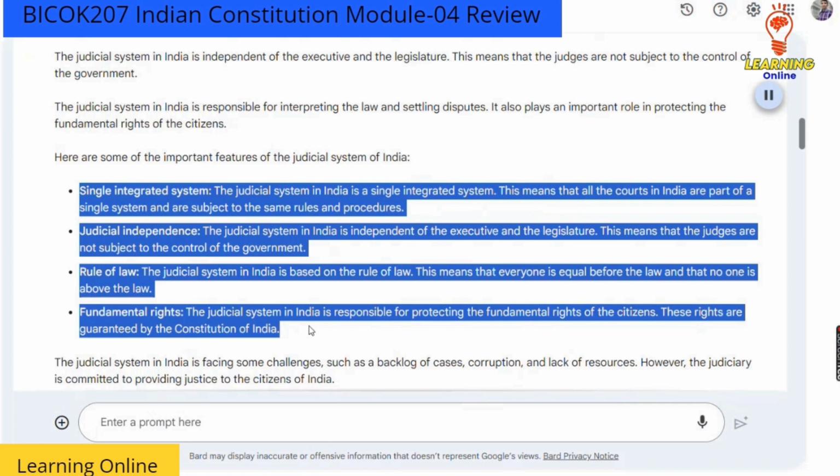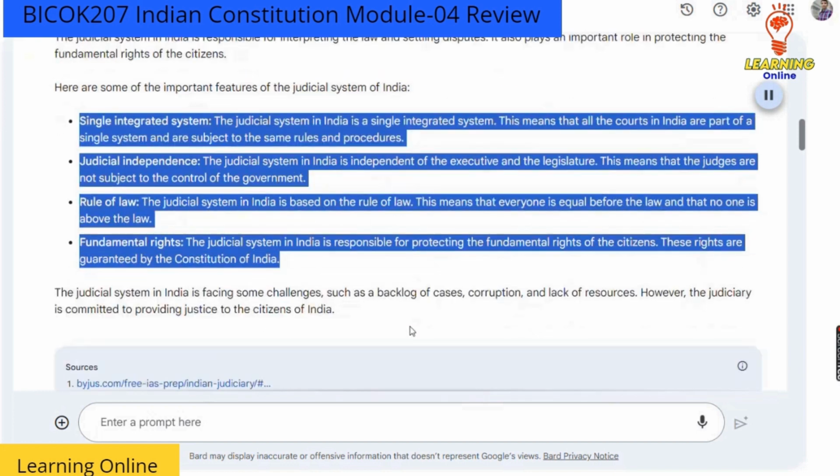Rule of law. The judicial system in India is based on the rule of law. This means that everyone is equal before the law and that no one is above the law. Fundamental rights. The judicial system in India is responsible for protecting the fundamental rights of the citizens. These rights are guaranteed by the Constitution of India. The judicial system in India is facing some challenges, such as a backlog of cases, corruption, and lack of resources. However, the judiciary is committed to providing justice to the citizens of India.